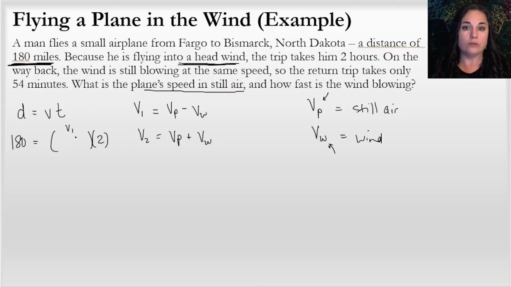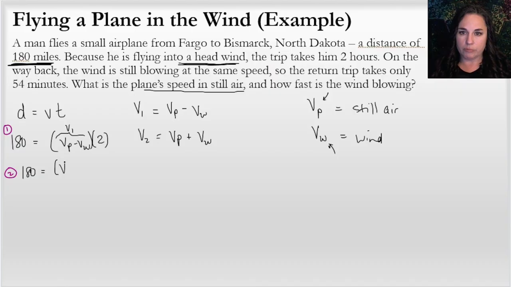Okay, so when I write out the equations that I'm looking for, and remember we're doing intersecting linear equations, your goal is to get two equations you can solve for your input and output variables, right? You have two equations, two unknowns, and then you're golden. So in the place of v1, my two variables are going to be v plane minus v wind, times 2. That's my first equation, on the way there.